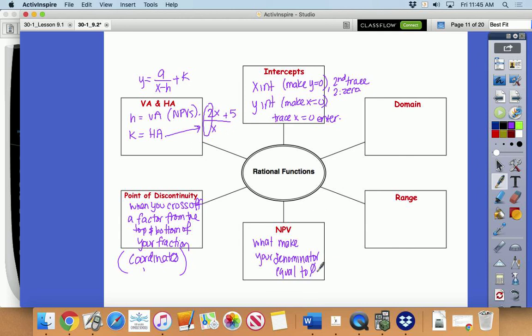Your range, remember, we're always going to have to say y cannot equal our hole value, our y coordinate. We're going to have to include that vertical asymptote, and then say YER, right? Actually, it should be your horizontal asymptote. And then for x cannot equal, here it would be your x coordinate from your hole, and here your vertical asymptote, and then you'd say XER.